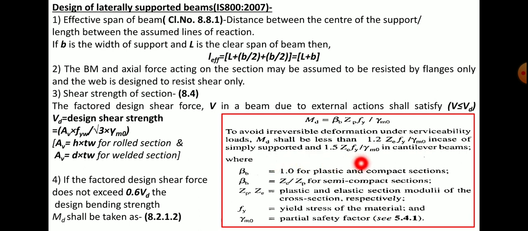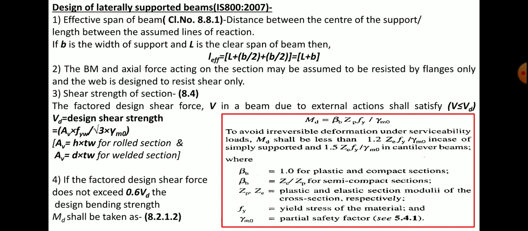So four types of classes we have seen: plastic, compact, semi-compact and slender. Based on that your beta b factor is to be considered, and that beta b factor depends upon your classification of section. The classification of section we have seen in width to thickness ratios of the sections, and that is as per Table number 2, limiting width to thickness ratios. Based on Table 2, page number 18, we are going to initially classify your section, and based on the classification of section you are going to define the beta b factor.